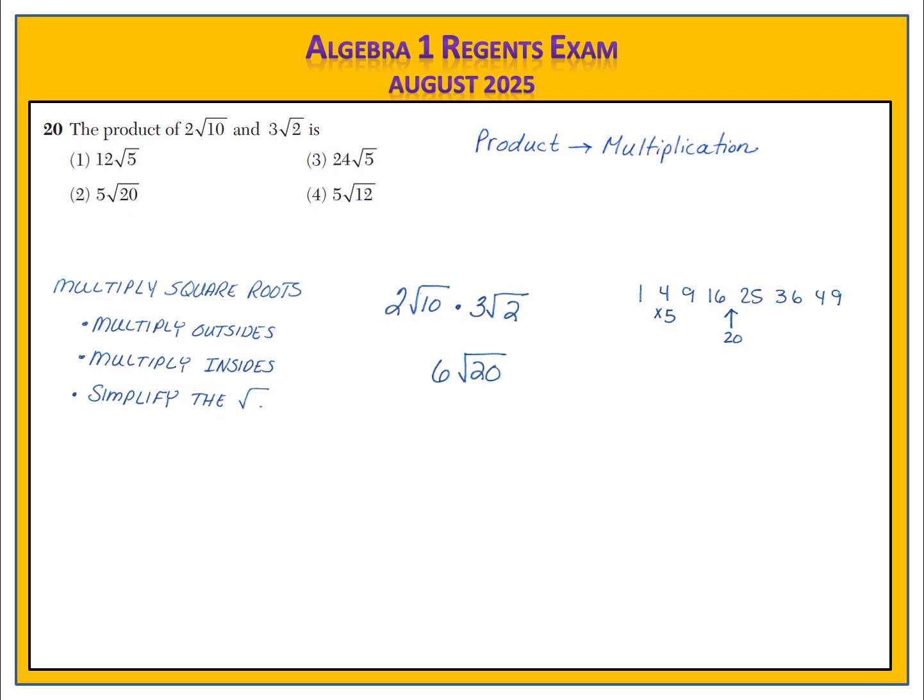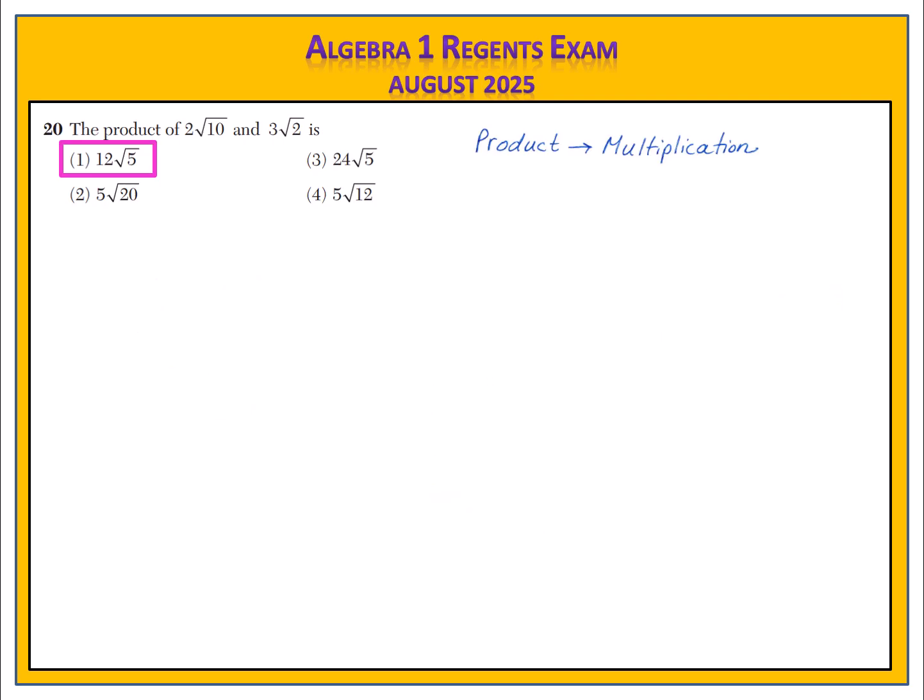4 times 5 is 20. So the square root of 20 is square root of 4 times the square root of 5. The square root of 4 is a perfect square, 2. So 6 times 2 square roots of 5 is 12 square roots of 5. Choice number 1. Another way you could deal with this problem, as long as you know that product means multiplication, is to use your calculator.